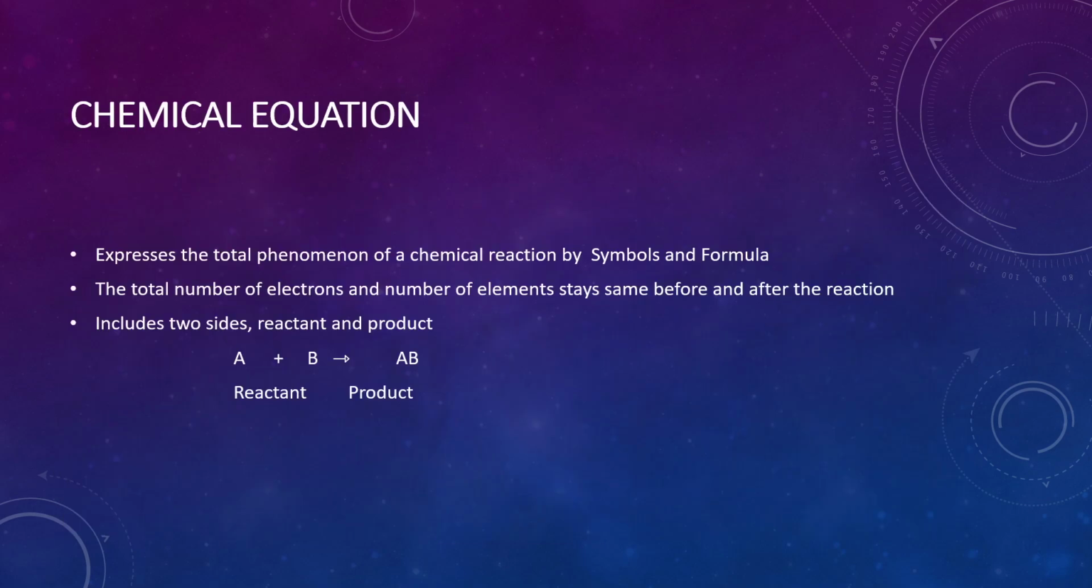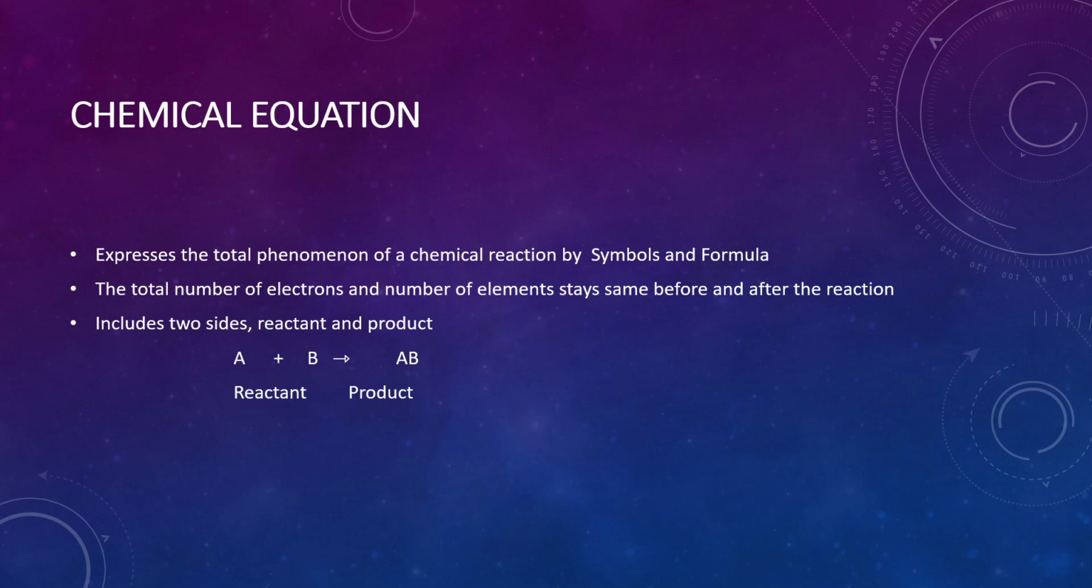Let's come to the next topic, chemical equation. A chemical equation expresses the total phenomenon of a chemical reaction by symbols and formulas. By using symbols and formulas, we can express what's happening in a reaction, what's forming and what's decomposing. A chemical reaction can form something, or decompose something, or substitute something. So the occurrence that happens in the reaction is expressed by symbols and formulas.